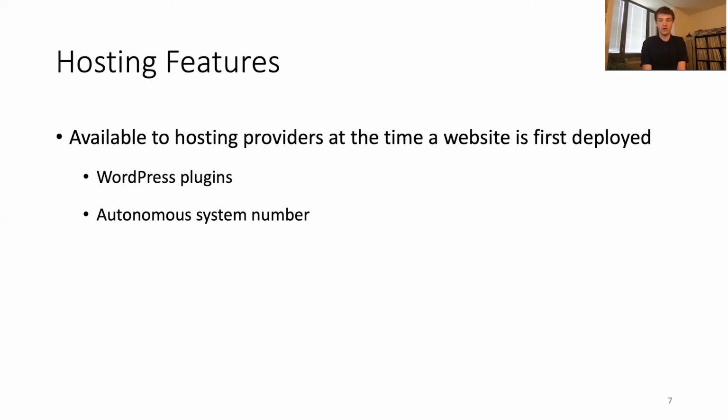We lastly define hosting features as features that are available to hosting providers at the time that a website is first deployed. These features can be extracted from the HTML of web pages or the IP address of the server that hosts the web page itself. Several of the key features include the presence of certain WordPress plugins and the autonomous system number that a website is hosted on. For example, we find that disinformation websites typically use low-cost hosting providers, whereas traditional news outlets were more likely to use enterprise-grade hosting providers, such as Incapsula.